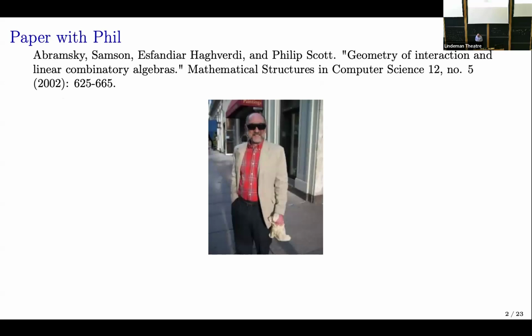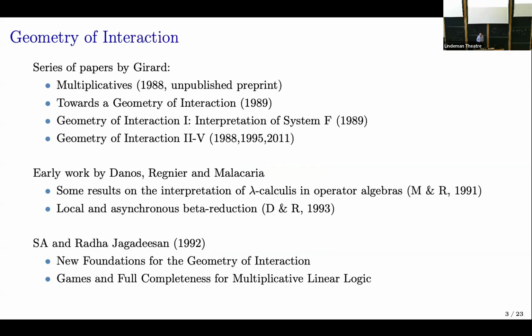Our interests overlapped in many areas, and we had many discussions, but we wrote one paper together. This is a paper on geometry of interaction and linear combinatory algebras, written with Phil and also Esfandiar Haghverdi, Esfan, who was then Phil's PhD student. And the work on that was done in the late 1990s. And that's what I want to talk about today.